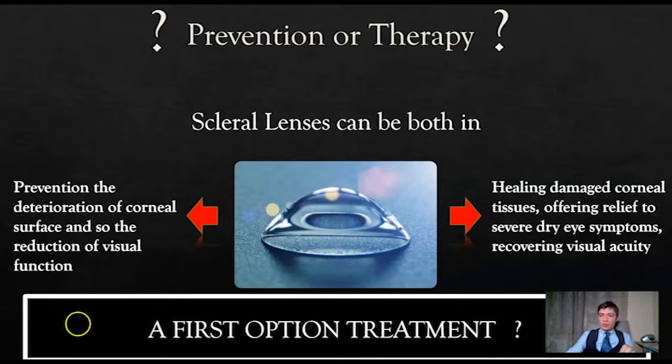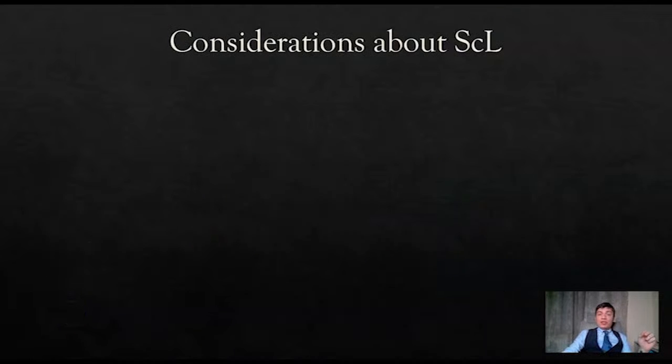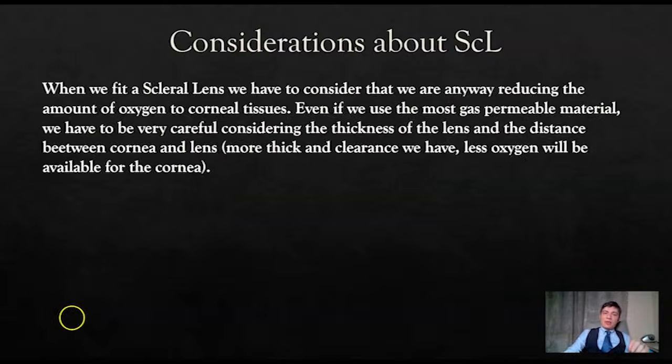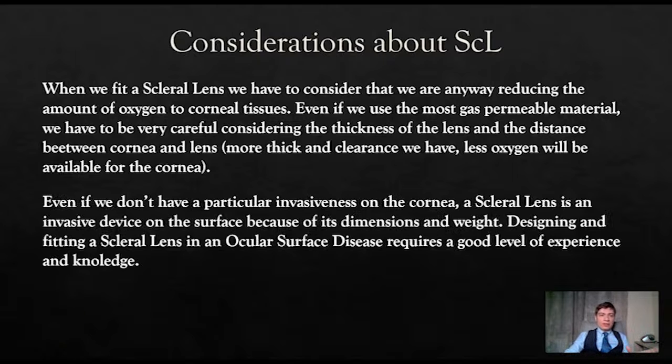So another question we could have: is a scleral lens an efficient treatment? We have to do some consideration about scleral lenses. When we fit the scleral lens, we have to consider that we are anyway reducing the amount of oxygen to corneal tissues. Even if we use the most gas-permeable material, we have to be very careful considering the thickness of the lens and the distance between cornea and lens. The thicker the lens and the greater the clearance we have, the less oxygen will be available for the cornea.